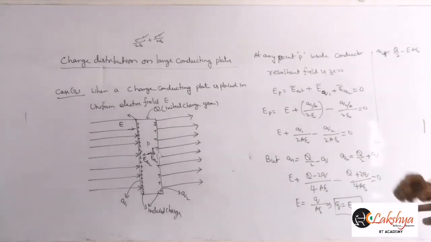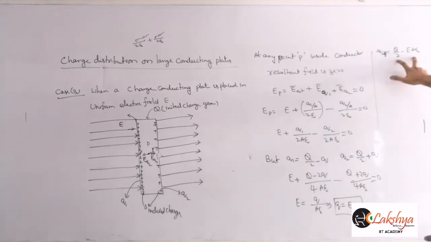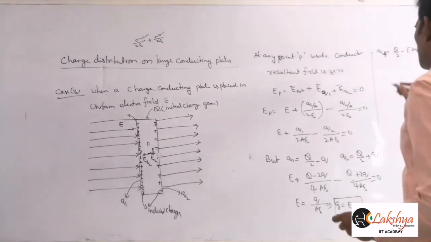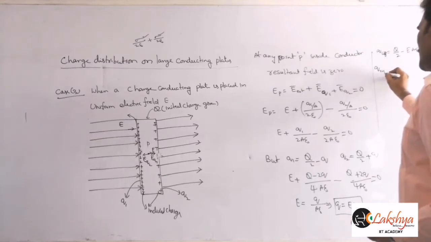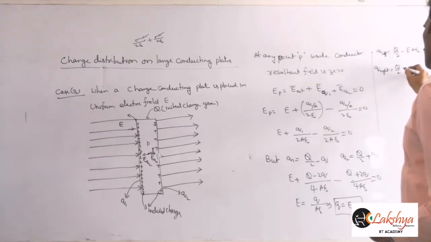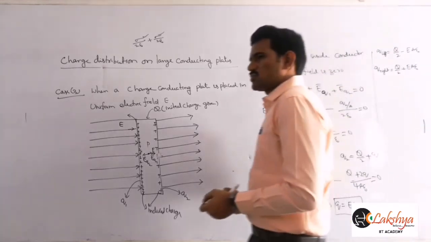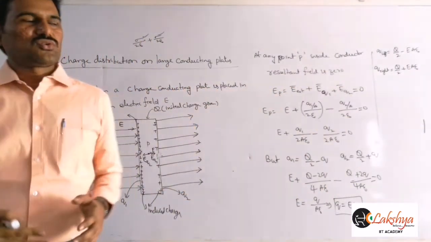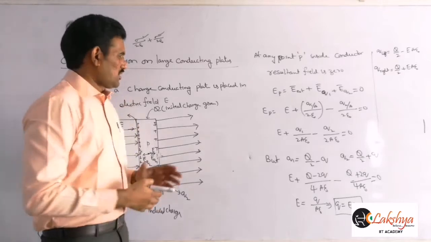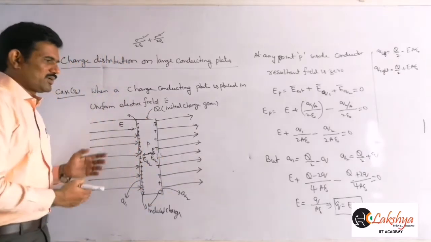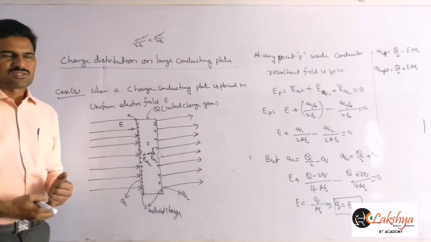Finally, whether it is positive or negative depends on this magnitude here. If this E A epsilon naught is greater than Q by 2, then you will get the charge as negative. If the Q by 2 is more than that, then you will get the resultant charge as positive only, right? And now the charge on the right side we can write as Q by 2 plus E A epsilon naught. So that is the charge distribution taking place when you are taking an isolated charged plate or a neutral plate, and already some charged plate is placed in this external field.